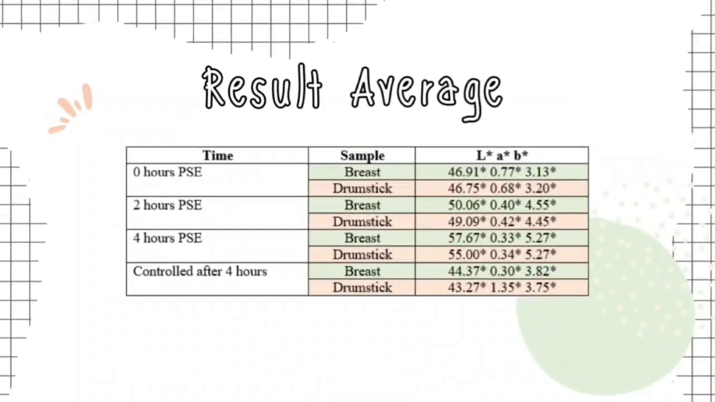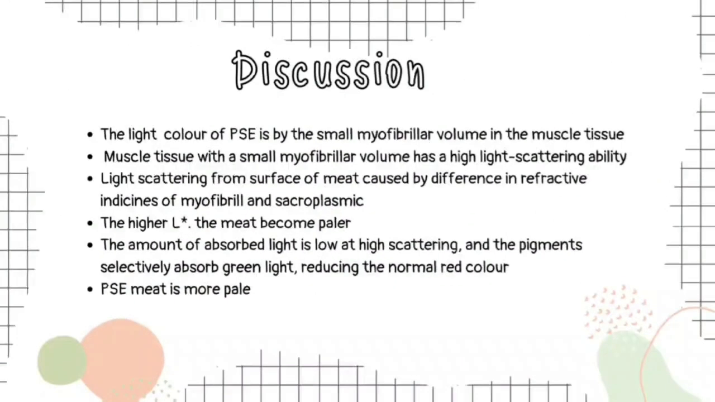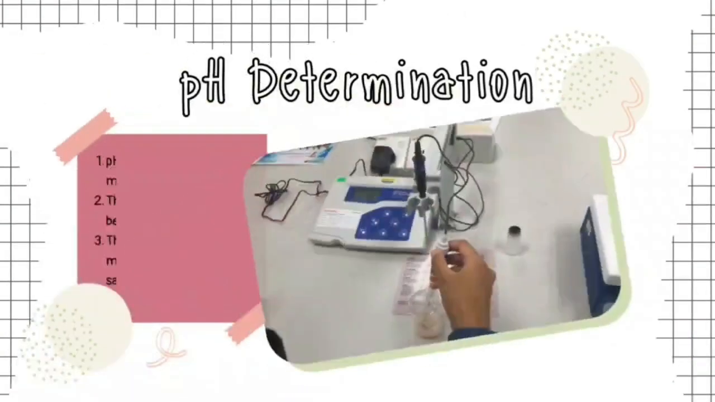This is the result obtained from the color analysis of samples. First, the light color of PSE is caused by the small myofibrillar volume in the muscle tissue. Second, muscle tissue with a small myofibrillar volume has a high light scattering ability. Third, light scattering from the surface of meat is caused by the difference in refractive indices of myofibril and sarcoplasmic. Fourth, the higher the L value, the paler the meat becomes. Fifth, the amount of absorbed light is low at high scattering, and the pigments selectively absorb green light, reducing the normal red color. Lastly, the PSE meat is more pale.